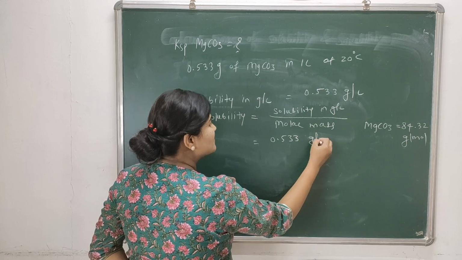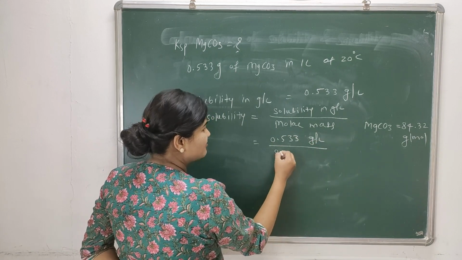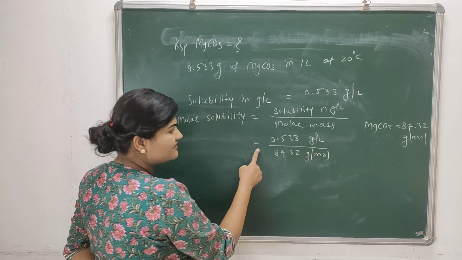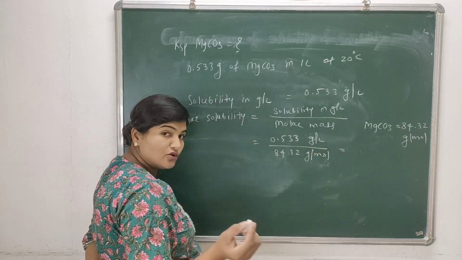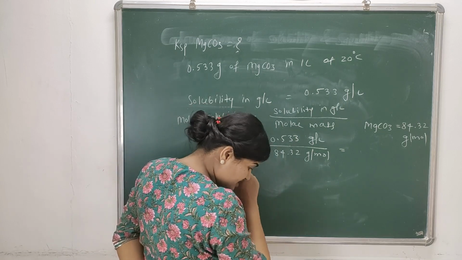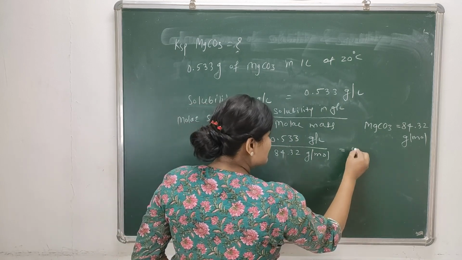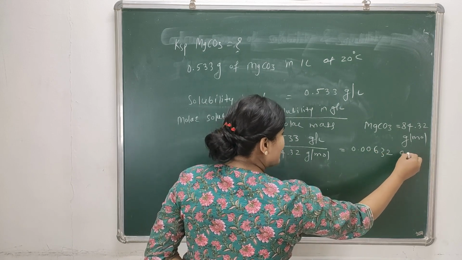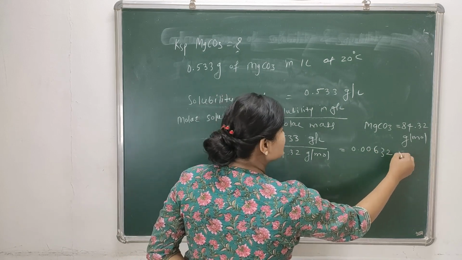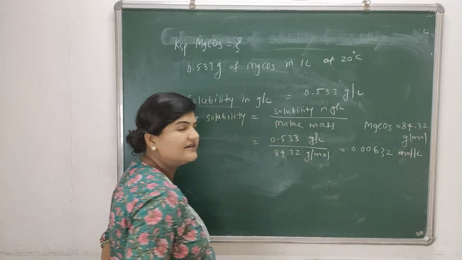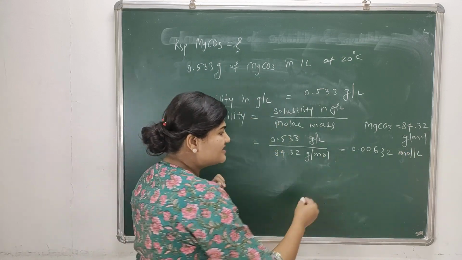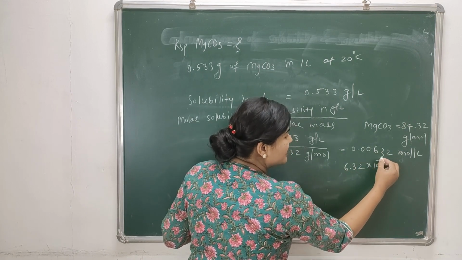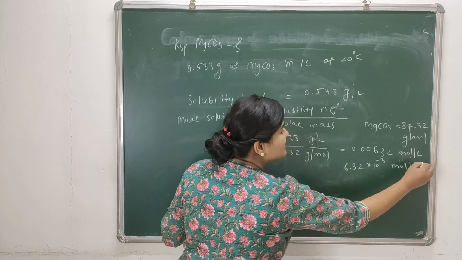So it will be like this: divided by 84.32 gram per mole. If I solve this, you can solve it, but I have already solved it for you. It comes to 0.00632, and since it is molar solubility, it is mole per liter. Now I will write this in scientific notation. It comes to 6.32 times 10 raised to minus 3 mole per liter.